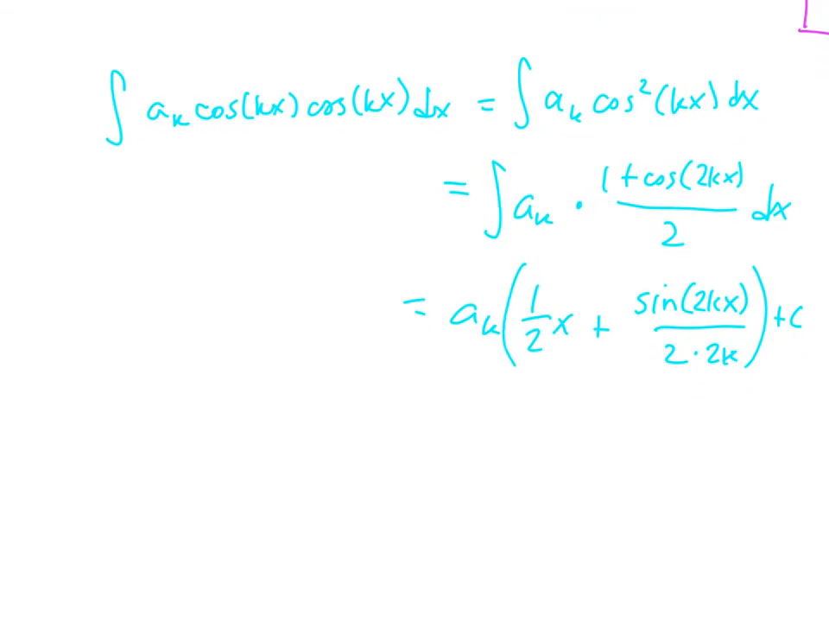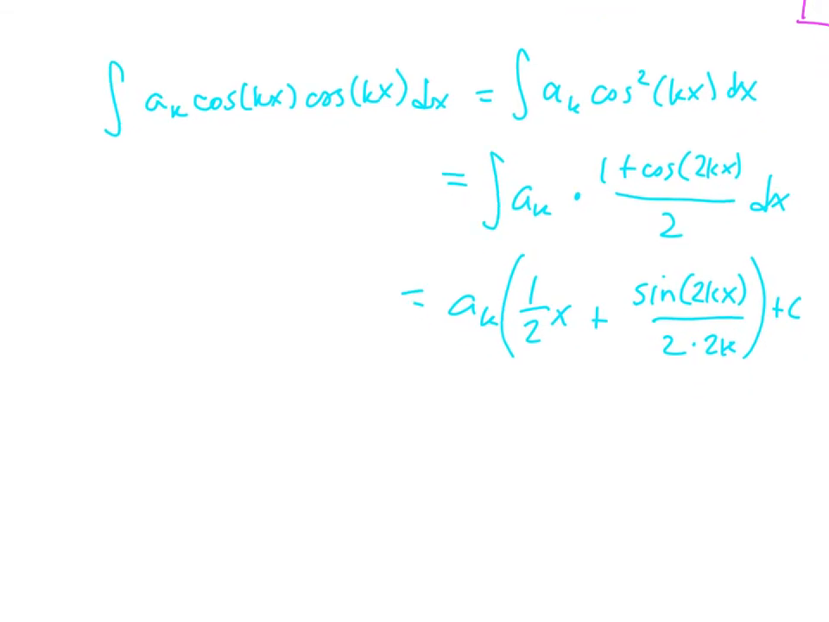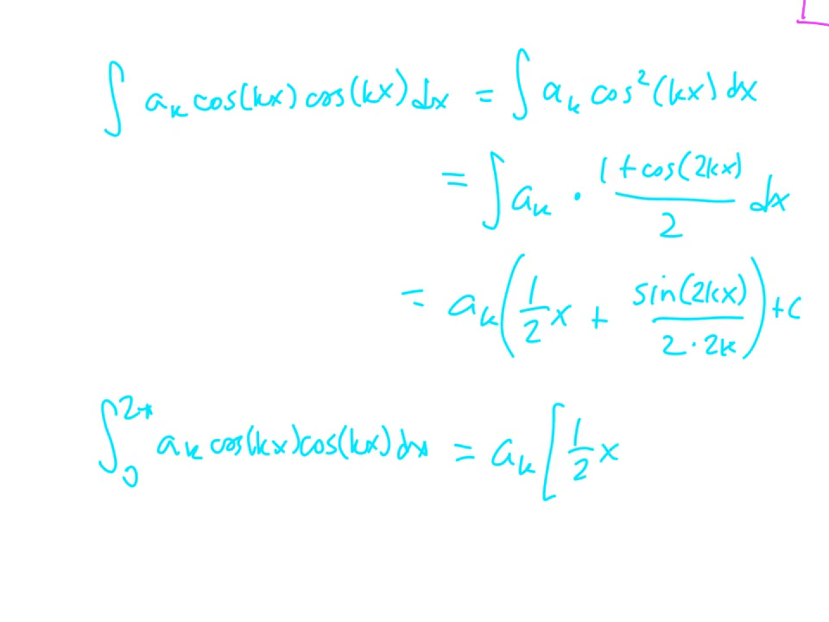that's my antiderivative. So the integral from 0 to 2 pi of a_k times cosine of kx times cosine of kx dx, that's going to come out to this thing, a sub k times this deal here, 1/2 x plus this sine of 2kx over 4k, evaluated at 0 and 2 pi, and then subtracted.